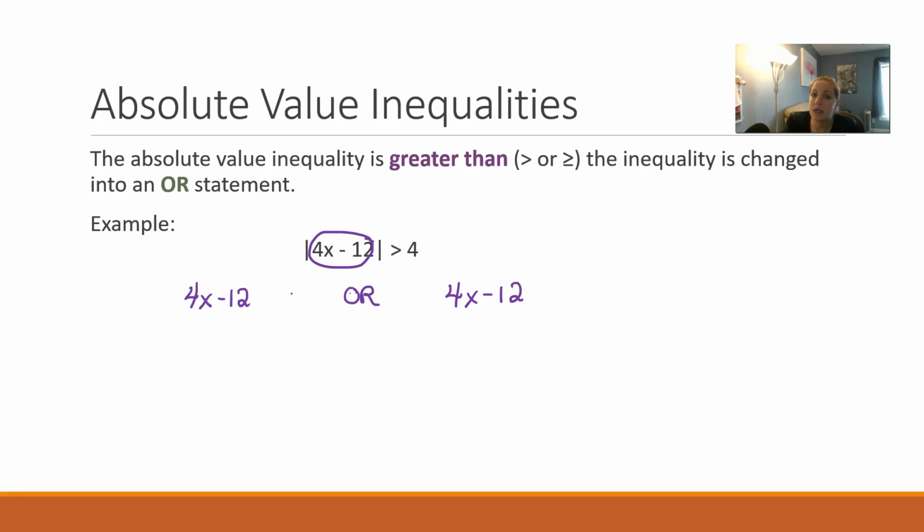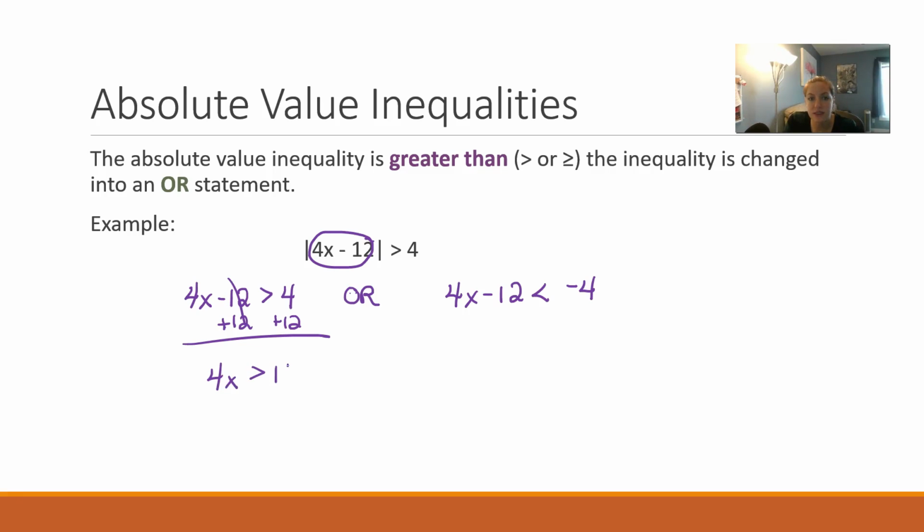One is just going to be greater than 4. We keep it as is. The other one we have to negate, turn it into a negative, but then as soon as we negate it, we need to flip the sign. So one is greater than 4 and the other one is less than negative 4. And then that's the hardest part. The rest is just solving, which I know you guys can do. You got this. So add 12 to each side.